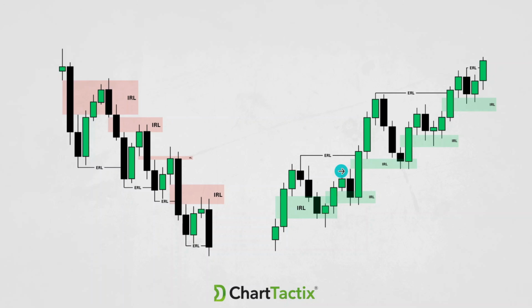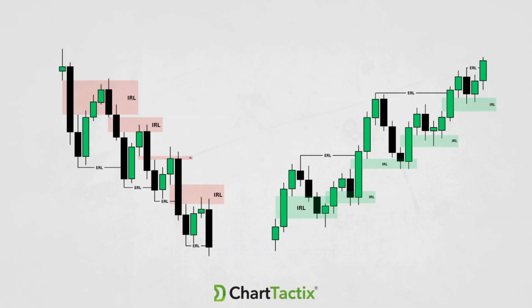And in a bullish example, we can see this is our internal range liquidity. Price tapped into it, went to external range liquidity. After taking out external range liquidity, price comes back into an internal range liquidity and then takes out external range liquidity, then comes back into an internal range liquidity and then takes out external range liquidity. This is just how price moves. This is the cycle of the market.